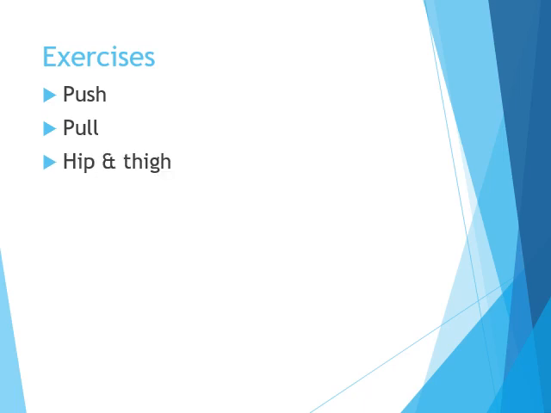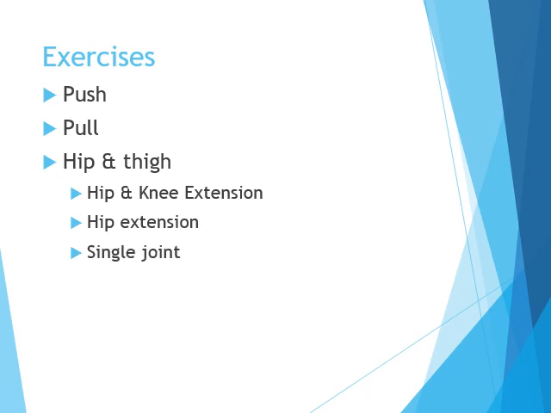Now at the hip and thigh, we have exercises that work both hip and knee extension. That would be your squatting motions. We have hip extension, which is primarily your deadlift variations. And then you have your single joint exercises. You'd have single joint exercises for the upper body as well, which we'll talk briefly about in a little bit.